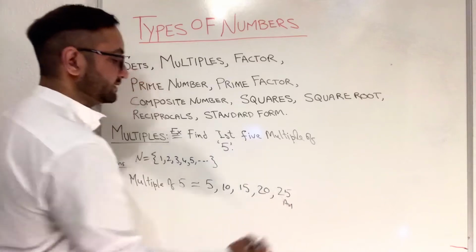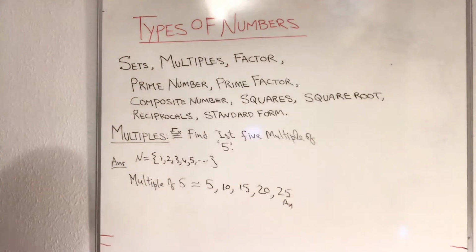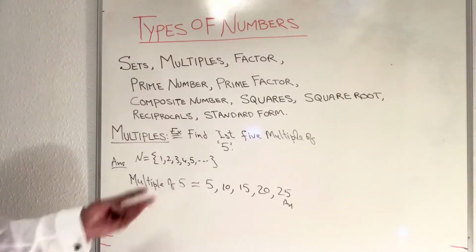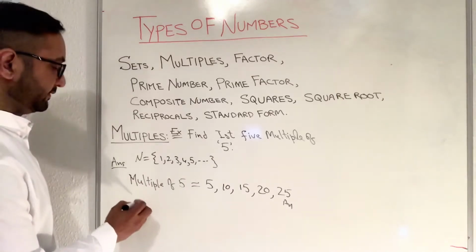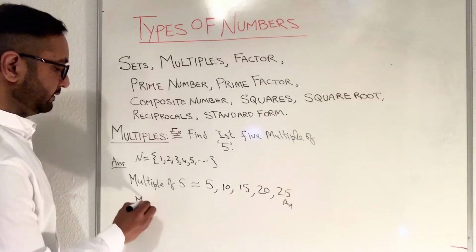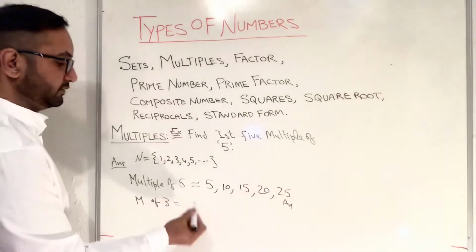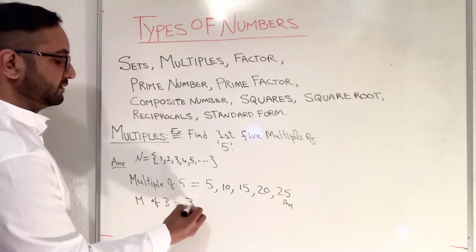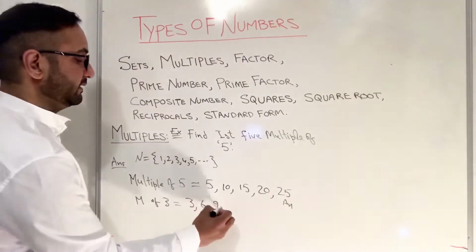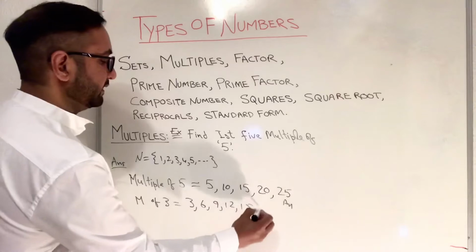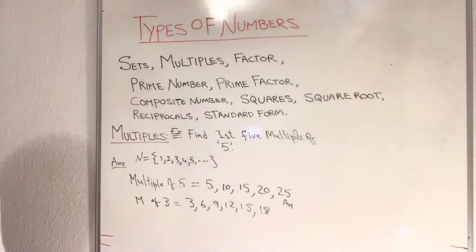This is the answer. If they say, can you find the first 6 multiples of 3? Then multiples of 3, first 6: you write down 3 times 1, which is 3, 6, 9, 12, 15, 18. This is the answer.